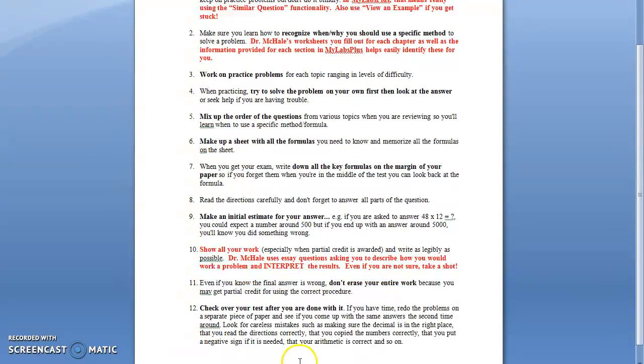And then the last one is, now that you have had a test with Dr. McHale, you know how she tests, try and pace yourself so that you have maybe about 5 minutes to go over the exam before you actually click the submit button.